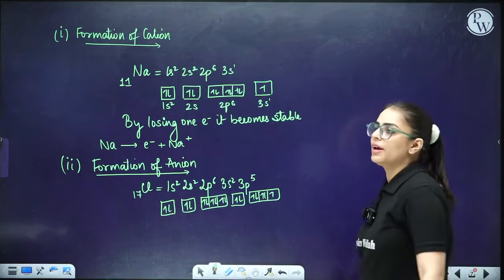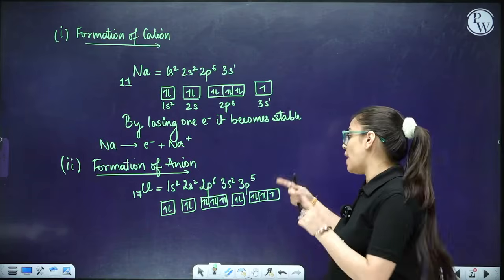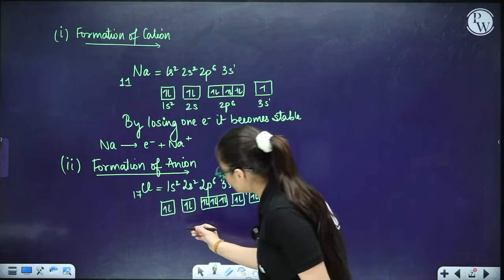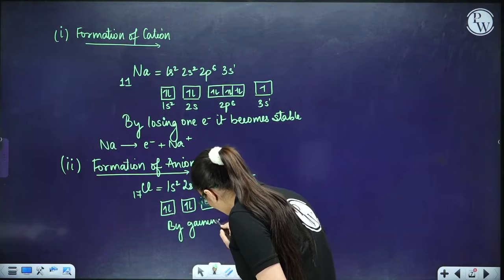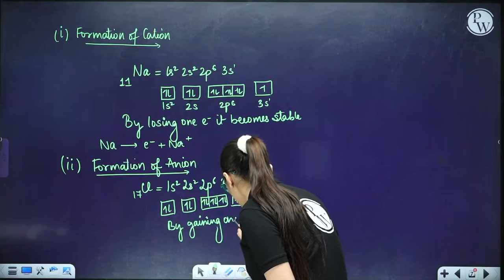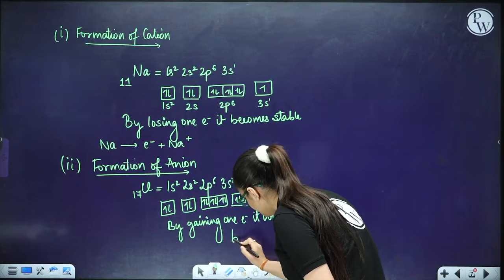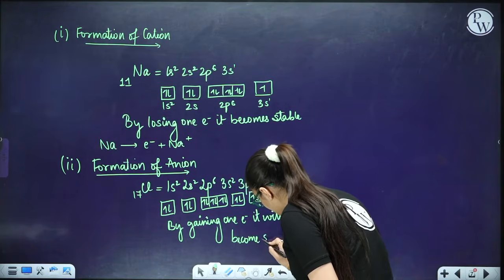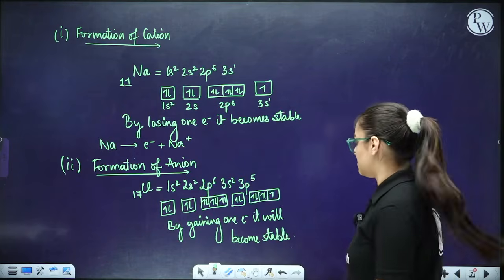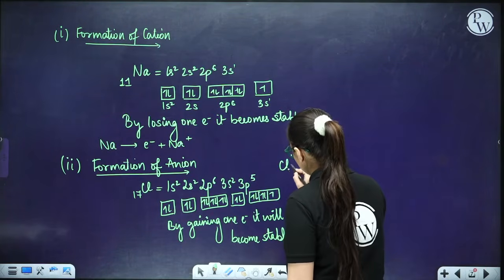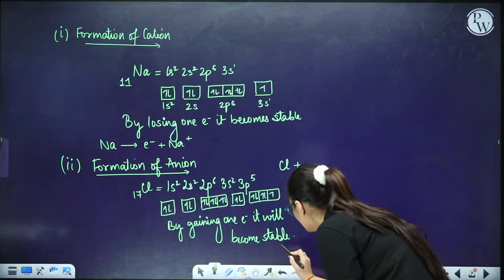It requires one more electron to become stable. It requires one electron to become stable. So, by gaining one electron, it will become stable. So what will it do? Cl will gain which electron? The electron being lost by Na.